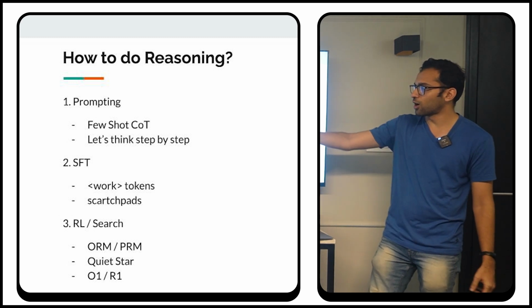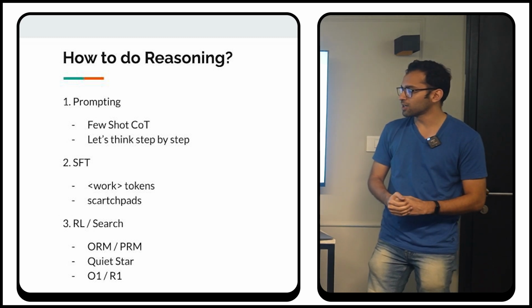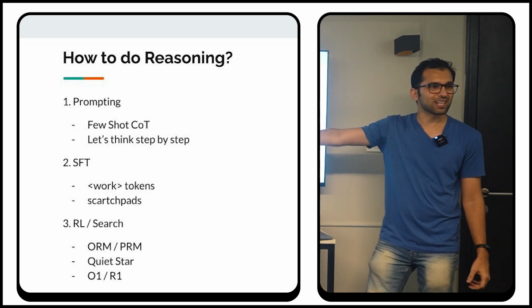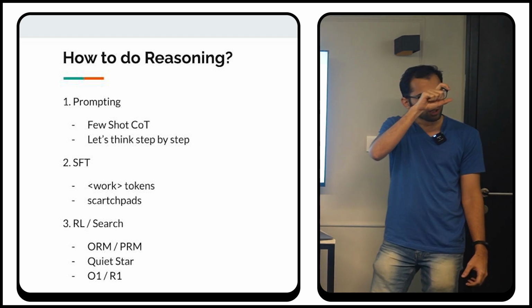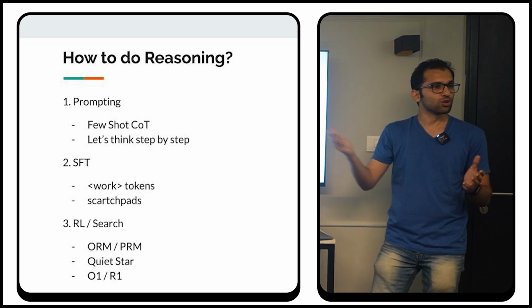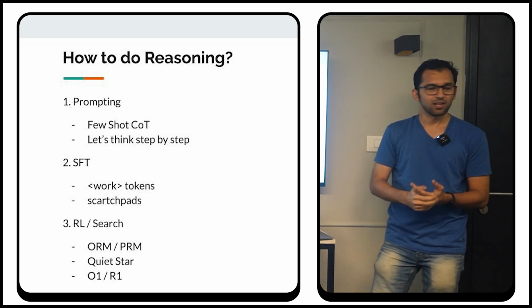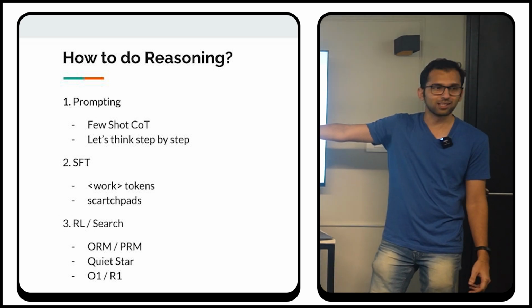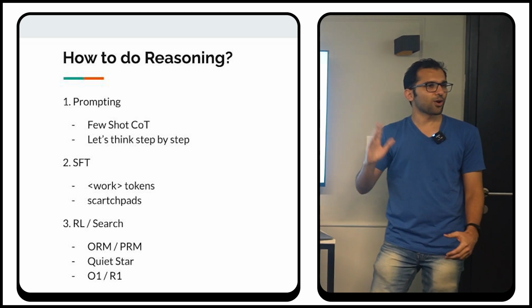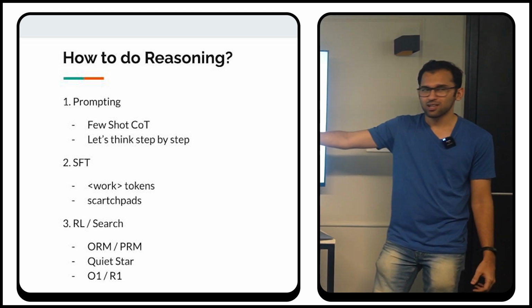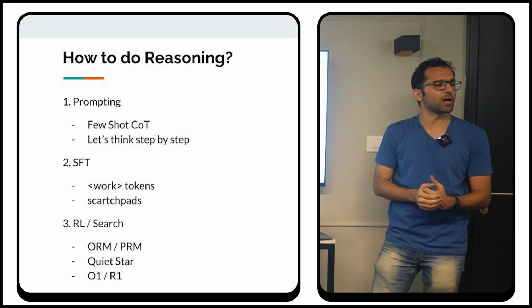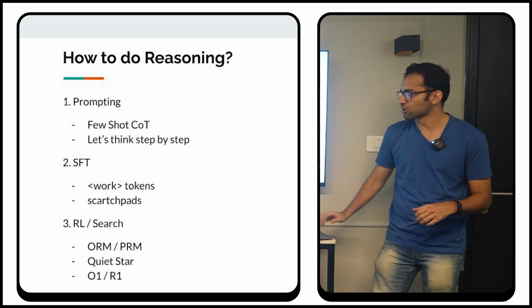Then people figured out how to do that with supervised fine tuning. Work tokens or scratch tokens were used to show the reasoning traces, and those showed really good performance. These SFT techniques, work tokens and scratch tokens, are from 21-22. Galactica introduced the work tokens, and scratch tokens were introduced by the scratchpad paper, I think somewhere in mid 21.